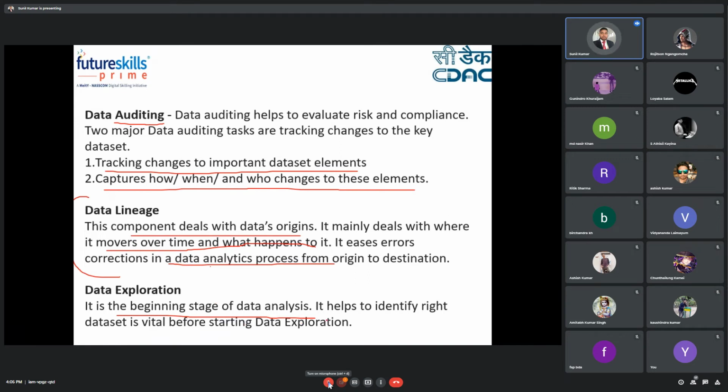Data exploration is basically a stage of data analysis, and it's used to check out or identify the right data set to make the basic data analysis about your business to make the decision.